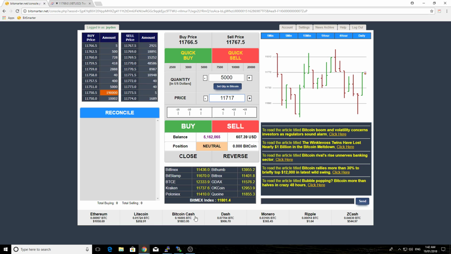We also can trade our altcoins down at the bottom, but we'll get into that in another video. For now, we're just talking about Bitcoin. When we're trading, we need to tell the system three things. We have to say the quantity of how much we want to trade, and the price that we want to trade at, and which direction we want to go, if we want to buy it or sell it at that price.